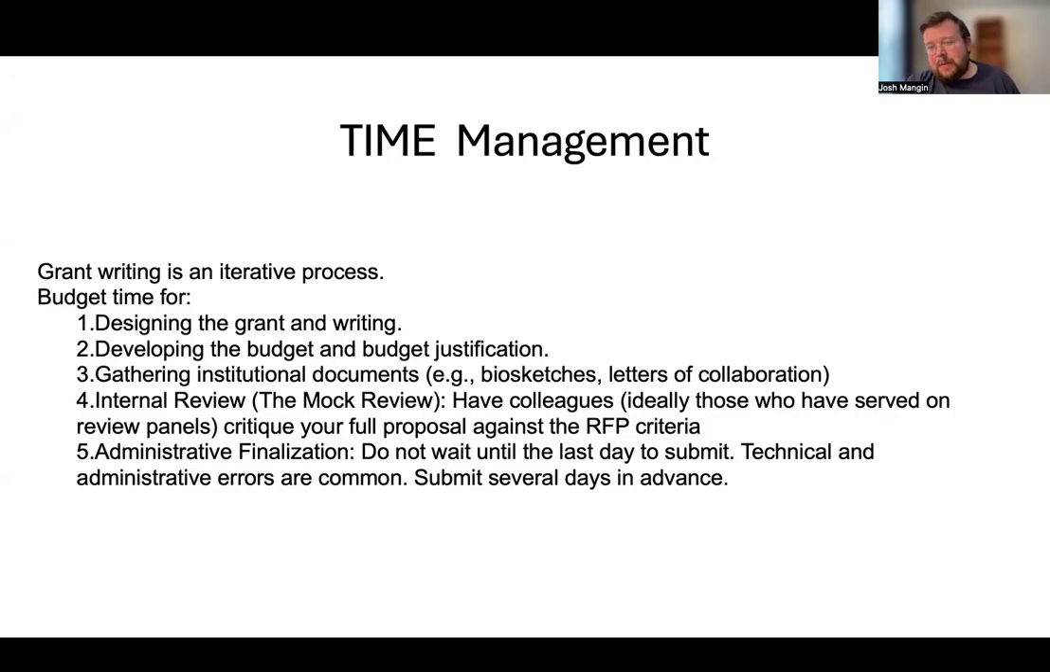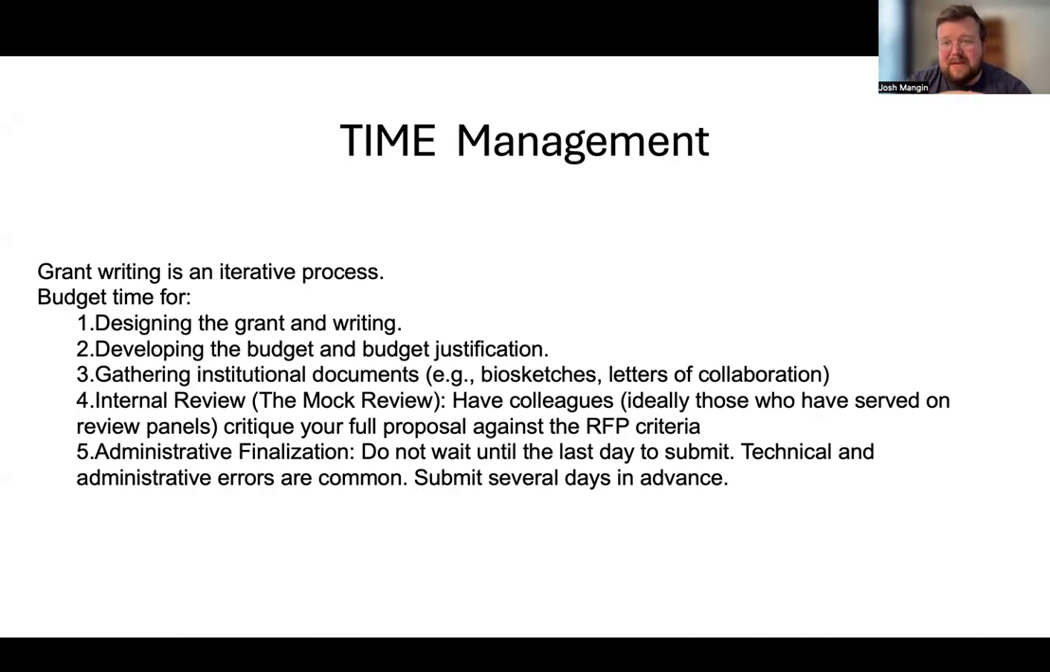In addition, if you're going to put all this work into it, get some feedback, because again, the whole point of this is you're going to have someone who is reviewing your documents. So what's helpful is to practice a mock review. Have colleagues, and it could be helpful to have someone who's been on review panels, maybe not, but have someone review your full proposal and then compare it to the RFP criteria.